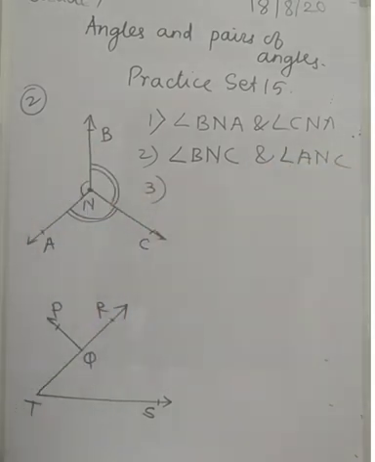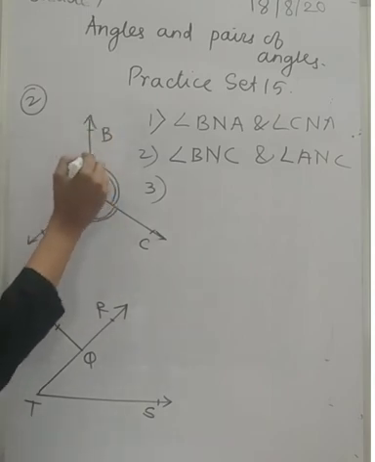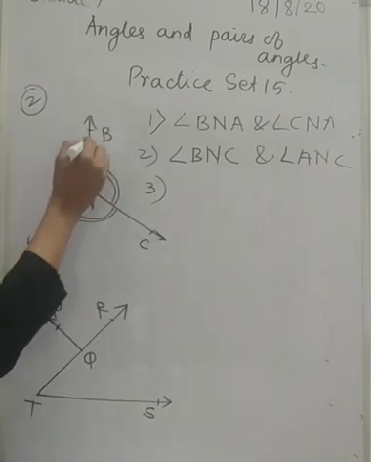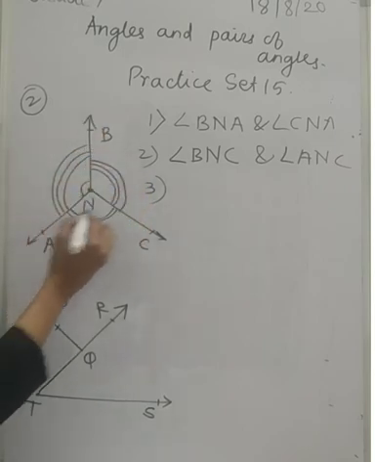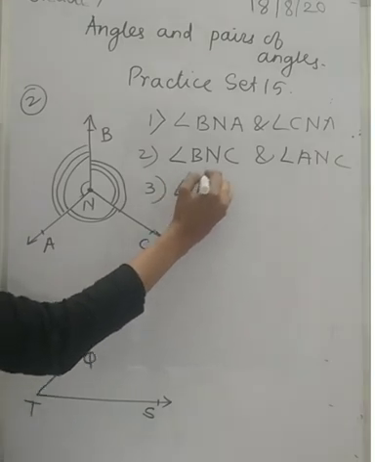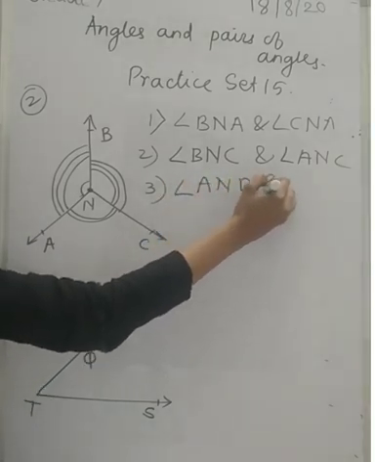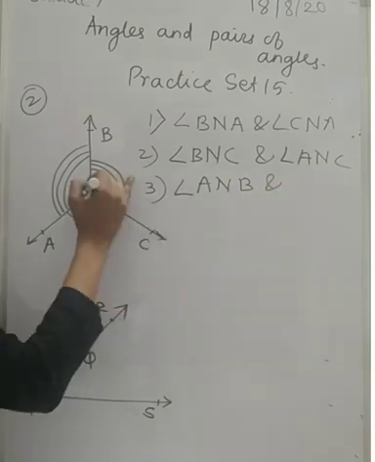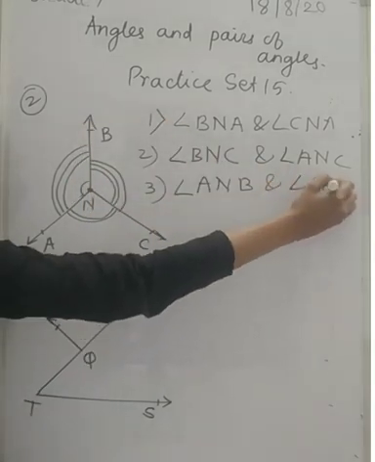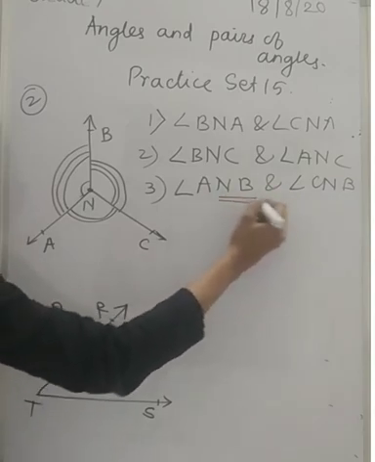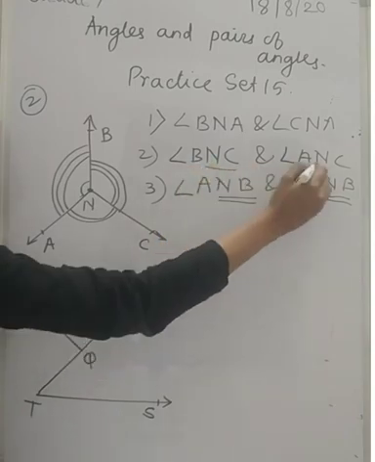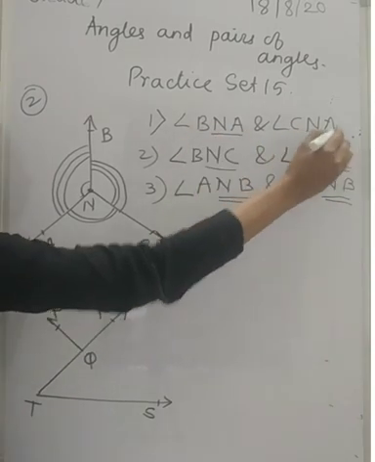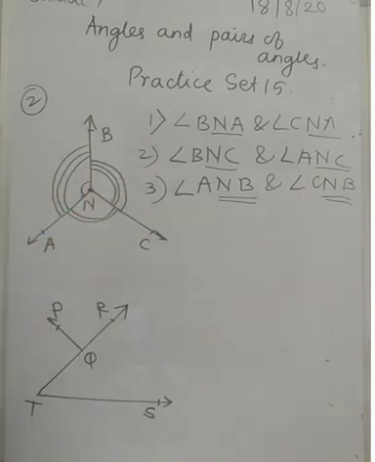Now the third pair we are going to write is this pair, ANB, and it is common with this. So angle ANB and angle CNB. CNB and NB is the common arm. Here it is also NC, NC, NA, NA. So these three are the adjacent pairs.